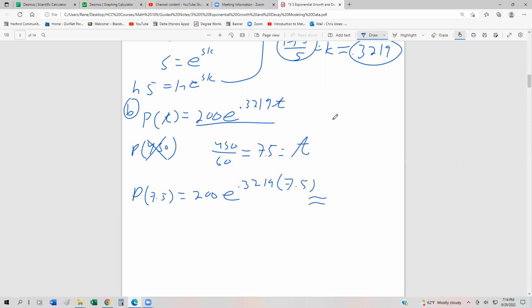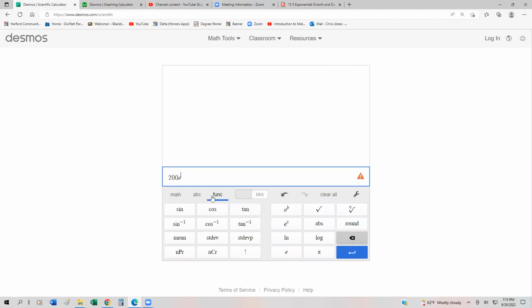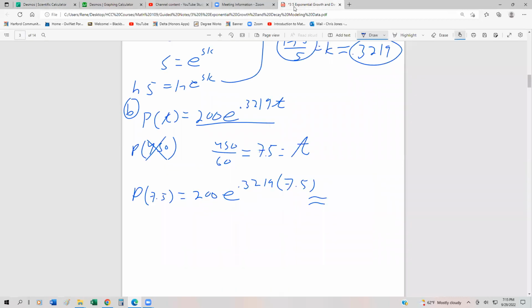Let's just throw that in our calculators, because we can't do that one by hand too easily. So that's going to be 200 e raised to the 0.3219 times 7.5. Probably should use parentheses. And let me just make sure my growth constant is 0.3219. Yep, it is. Times 7.5. And that gives us 2,236.2228. So 2,236 would be our answer for this. Because we're dealing with whole numbers, we can't have half a bacterium.